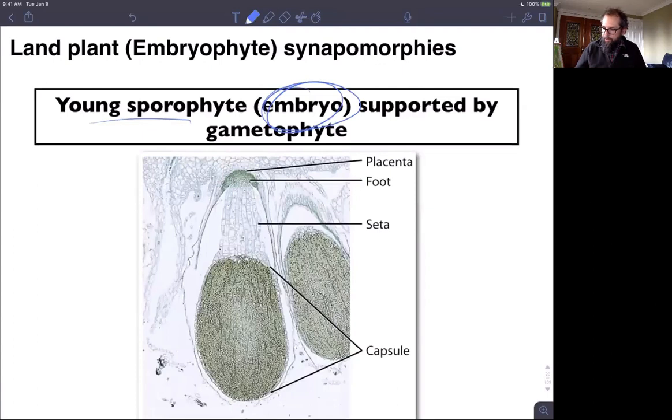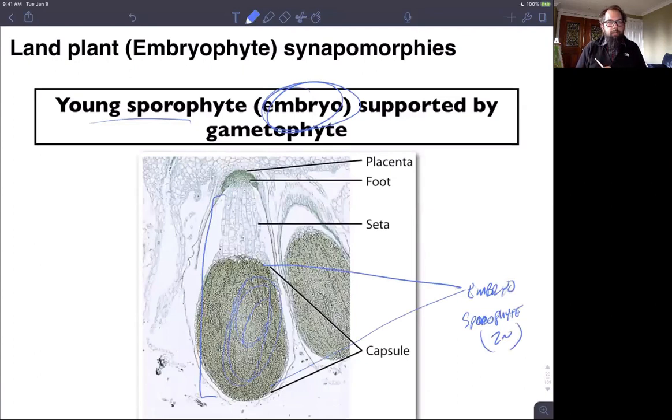If we look at this moss sporophyte developing, we see here the embryo inside of the capsule. This is the embryo, and that's the sporophyte. That's diploid. That's that young sporophyte developing, and it's actually supported by the gametophyte. All of this tissue up here is actually gametophyte tissue.